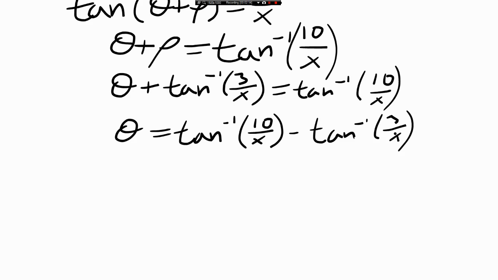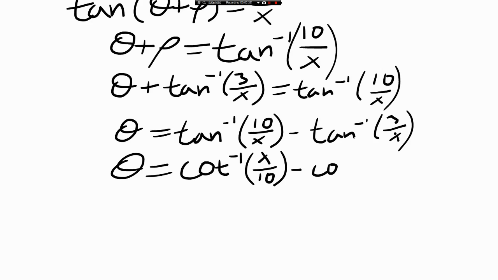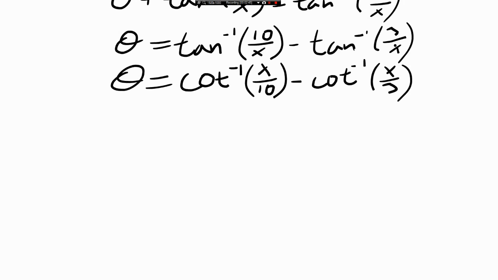Now, we don't really like the variable to be in the denominator, so what we can do is just change it from the inverse tangent to the inverse cotangent. That'll change it to x over 10 and x over 3. Now, we actually have our variable in the numerator instead. So to take theta's derivative, which is what we need to do, we have to take its derivative with respect to time.